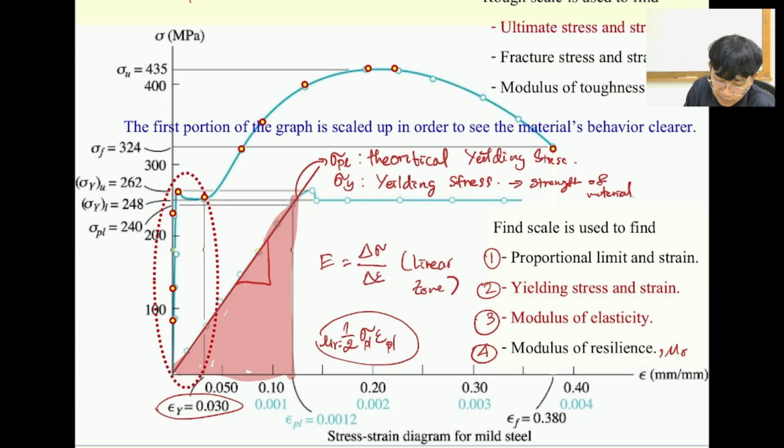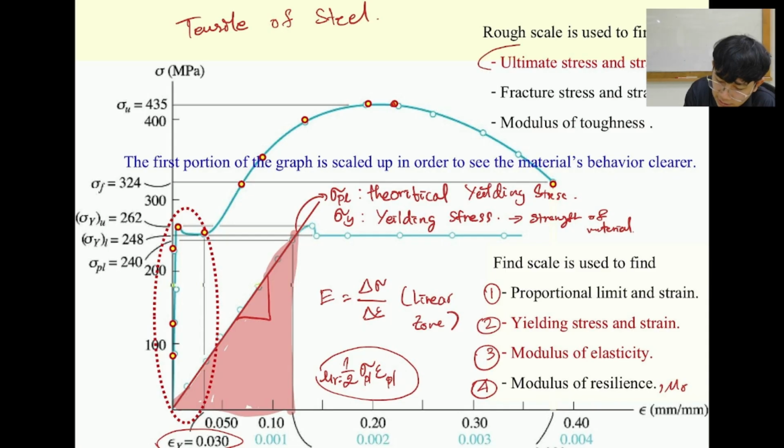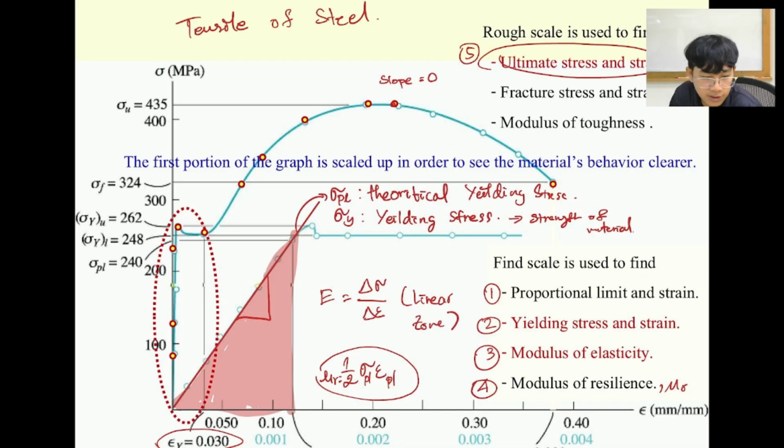Okay, and then when we run it beyond the yield, next we're going to the ultimate point. Okay, ultimate stress and ultimate strain. It's point number 5 that we would like to consider. This point is going to produce slope equal to 0. So at slope equal to 0, we can indicate this as the ultimate point, the ultimate stress over here.